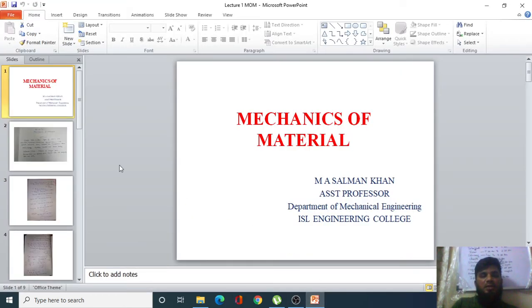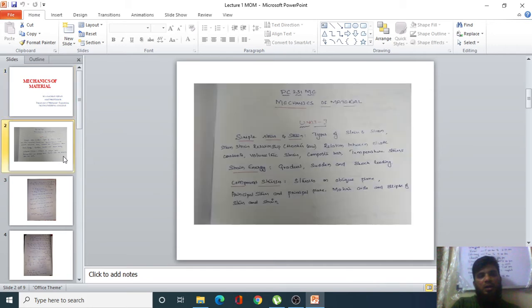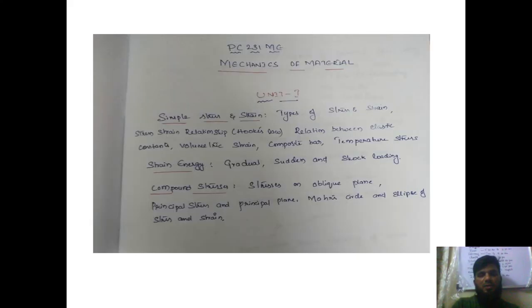In the last lecture, we discussed what the 5 units in Mechanics of Materials are. In this lecture, we are going to discuss the first basic topics of unit 1, which deals with simple stresses, types of stresses, the relationship between stress and strain, Hooke's law, and the relationship between elastic constants. So these are the basic topics of your first unit. Let us enter unit 1.